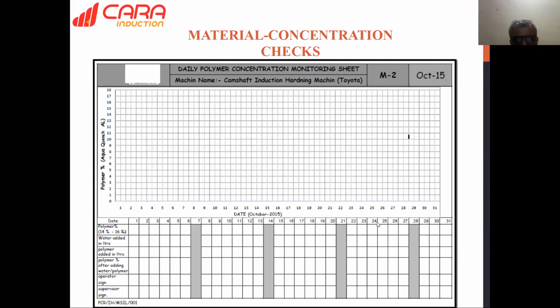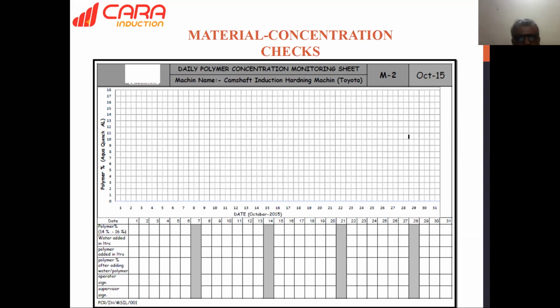Next, this is an example of how to check the quenching concentration and monitor it daily. You need to monitor your daily quenching concentration with the help of a refractometer. You need to know the specification for quenchant concentration, and if there is a requirement for adding water or adding polymer, you need to take care of that, record it, and study it.